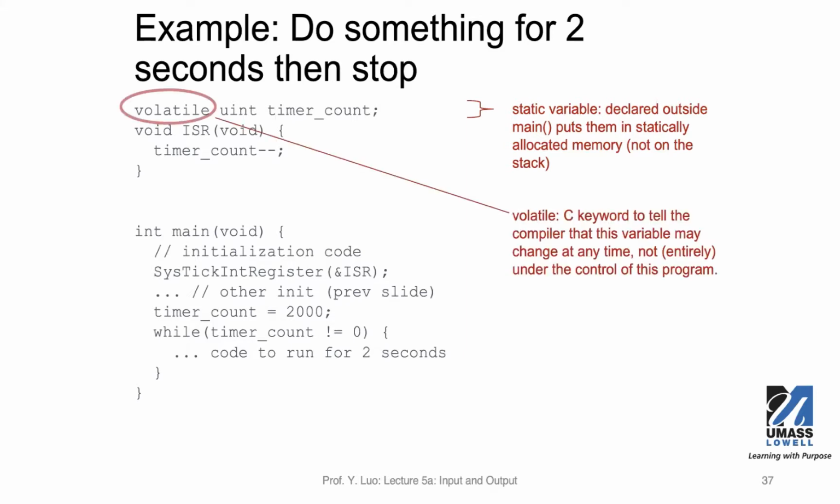So that's one thing. The second thing you notice here is we use a keyword, volatile. Volatile is a keyword in C to tell the compiler that this variable may change at any time and not entirely under the control of this program. I'm not sure about what this means, but this is important, especially when you have caches in microprocessors.